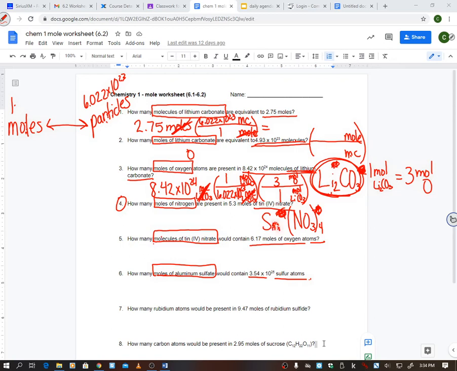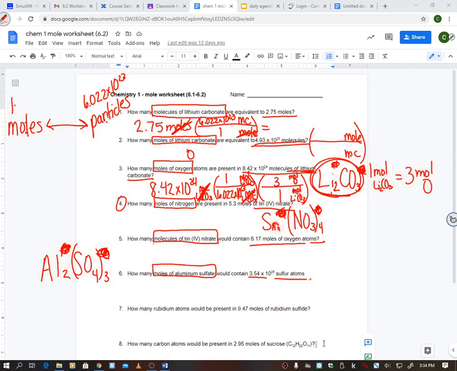Number 6 is aluminum sulfate. So aluminum is a +3, sulfate is a -2. So when I crisscross these charges, remember, you don't have to write these charges down. I'm just doing it to show you. It's going to be Al2(SO4)3.